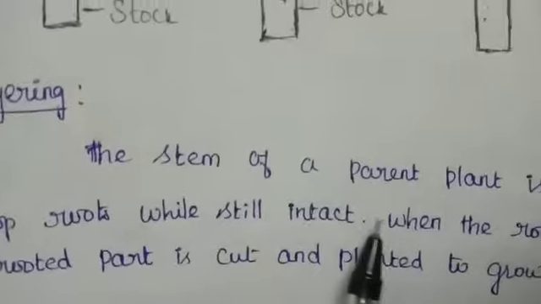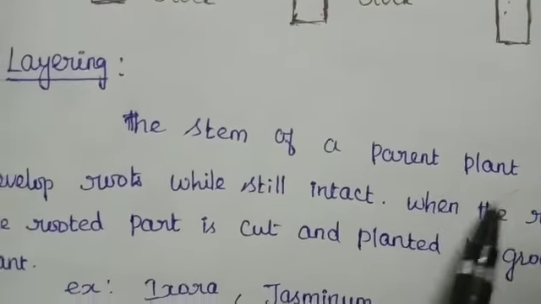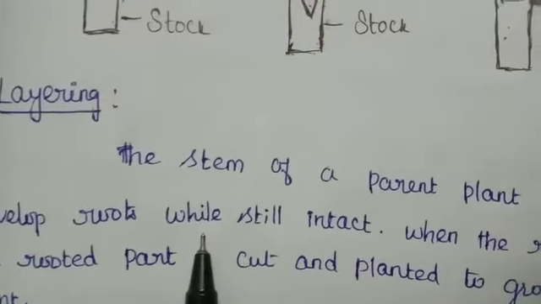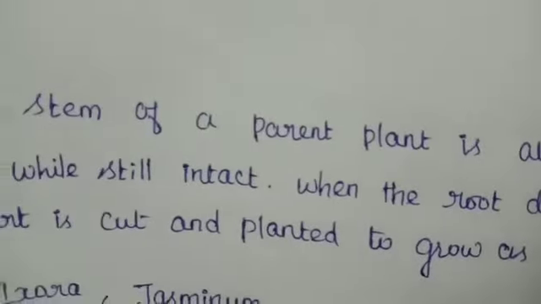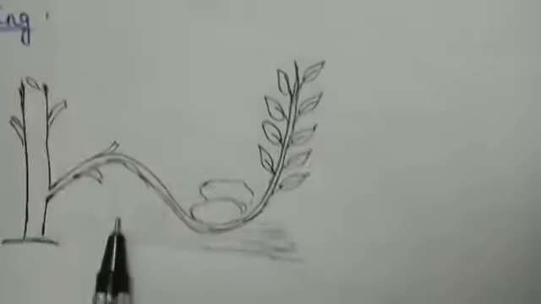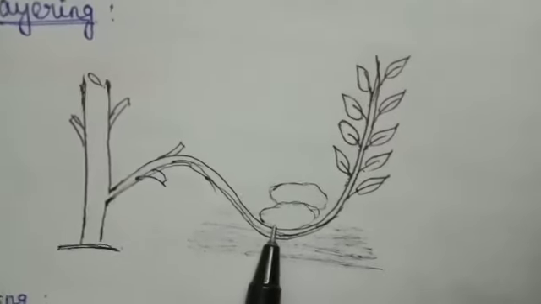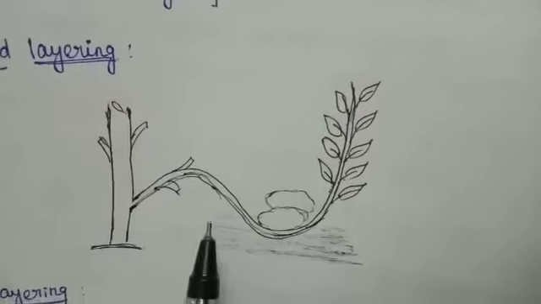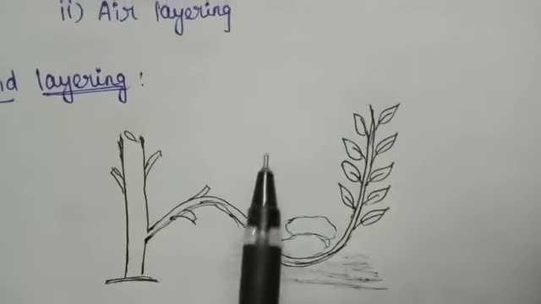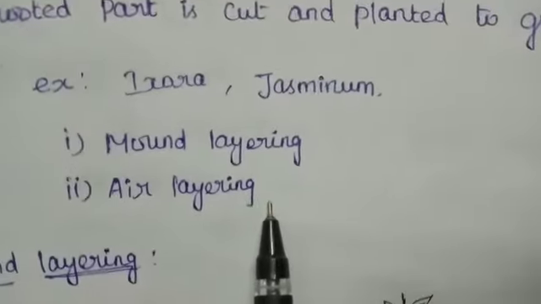Next, layering. The stem of the parent plant is allowed to develop roots while still intact. When the root develops, the root part is cut and placed to grow as a new plant. Example, Jasminum. There are two types of layering: mound layering and air layering.